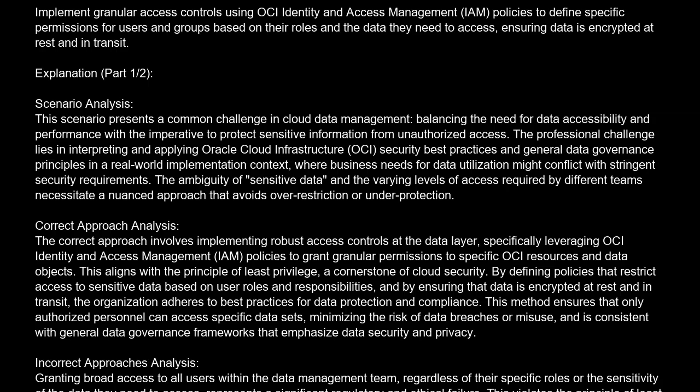By defining policies that restrict access to sensitive data based on user roles and responsibility, and by ensuring that data is encrypted at rest and in transit, the organization adheres to best practices for data protection and compliance. This method ensures that only authorized personnel can access specific data sets, minimizing the risk of data breaches or misuse, and is consistent with general data governance frameworks that emphasize data security and privacy.